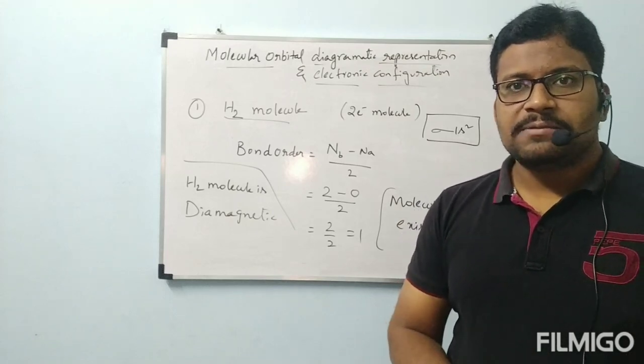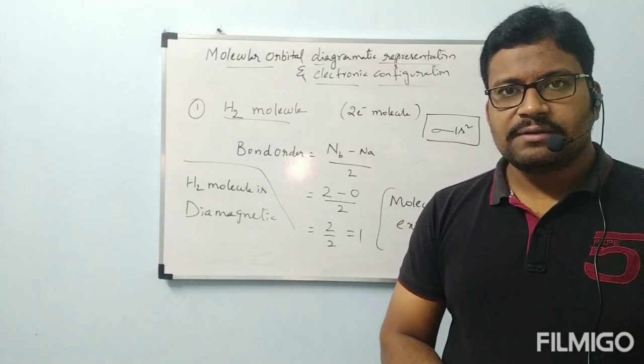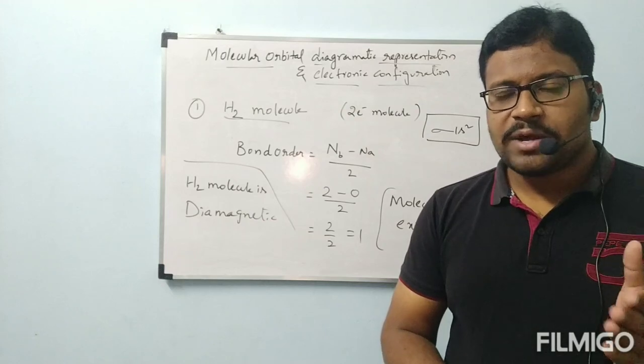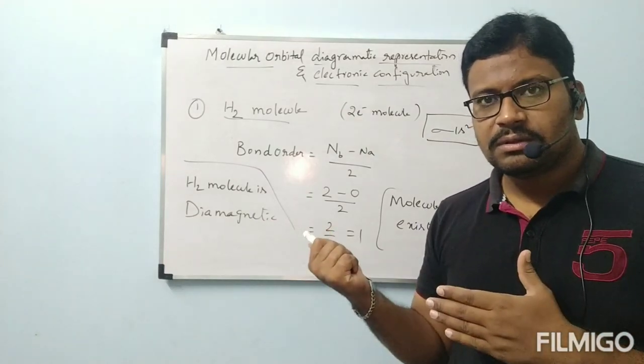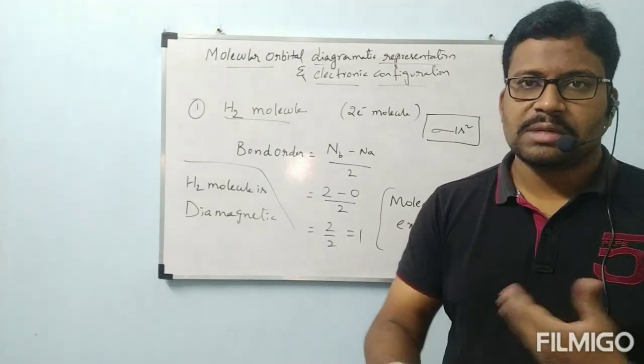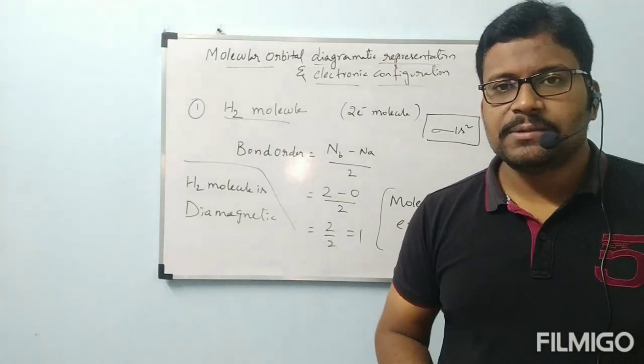This is about today's class. In today's class we have seen the important points present in molecular orbital theory, and one example also, the H2 molecule. In the next class we will go through some more examples. That is about today's class.